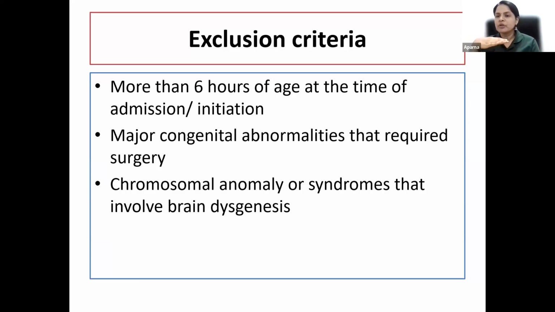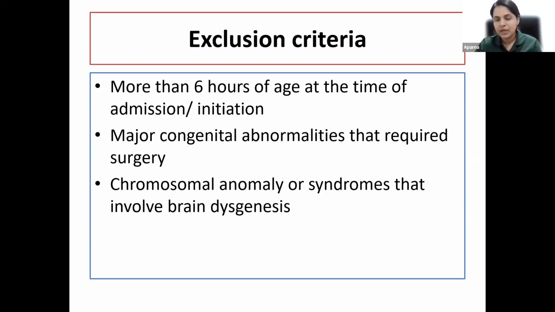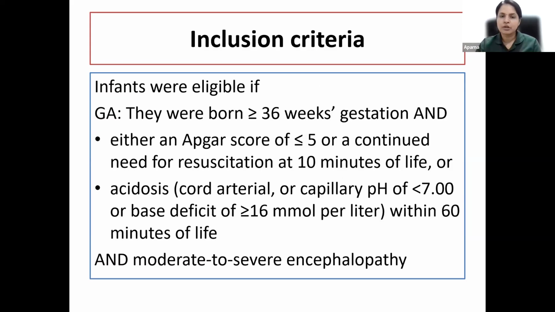We do not ideally prefer to cool babies who are more than 6 hours of age at the time of admission or initiation, or with the presence of major congenital abnormalities that may require surgery, or the presence of lethal chromosomal abnormalities or syndrome. So these babies are not to be cooled. We only cool infants who have had severe perinatal asphyxia, which satisfy these criteria.